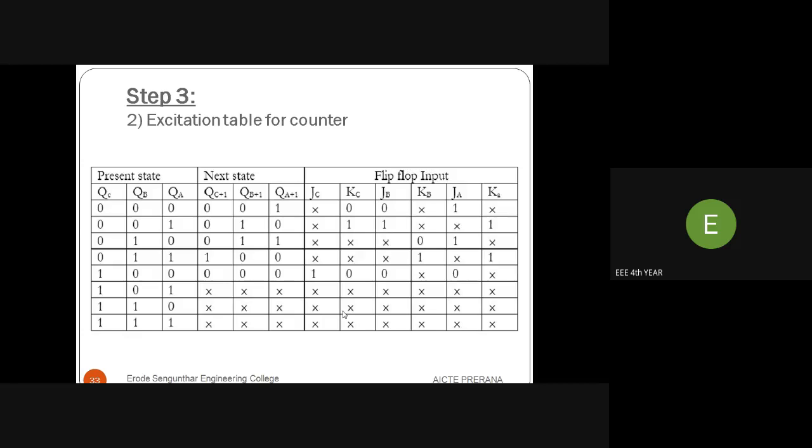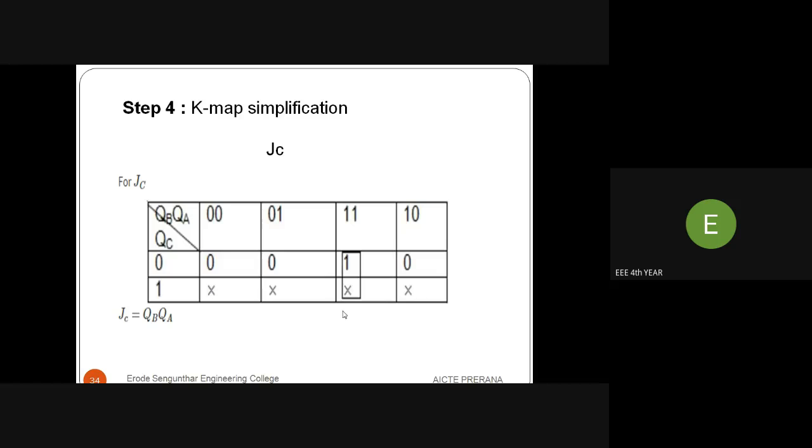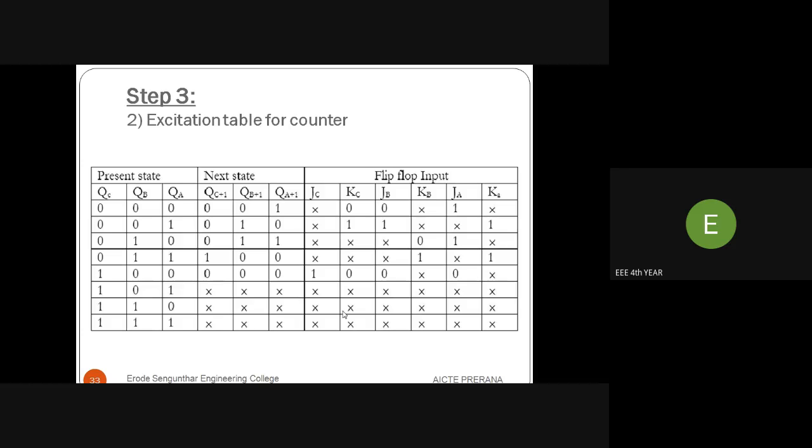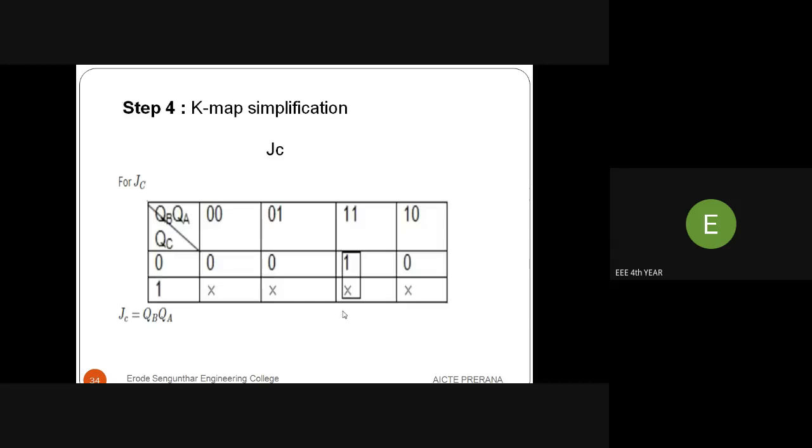So after obtaining this flip-flop input, we need to find out the Boolean value to draw the circuit diagram. For deriving the Boolean value, we are using the K-map simplification. See this JC input as 0, 0, X, X, 1, X, X, using QB QA, 00, 01, 10, 11.